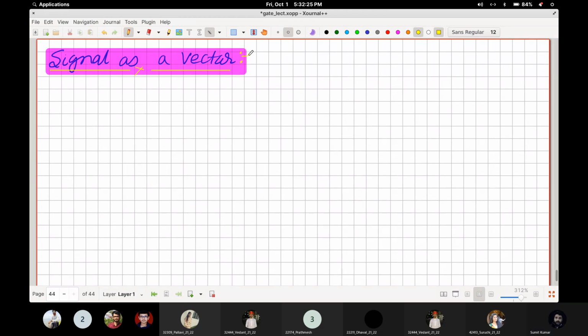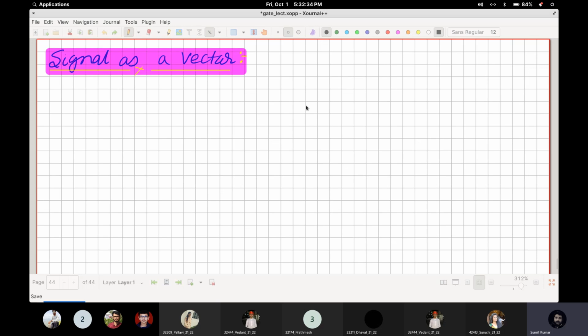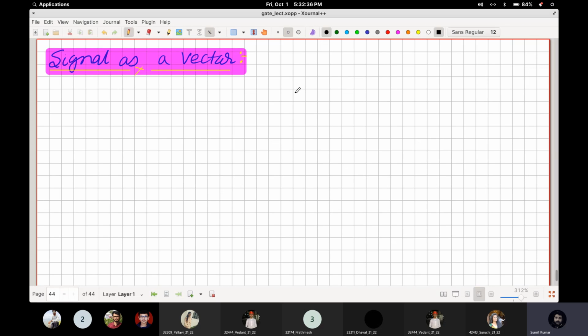Okay. So let's just go ahead with this. So the very thing, I mean, I'm not going to dwell into what vector is, but let me just tell you that if you can take linear combination of things, then that is basically a vector.